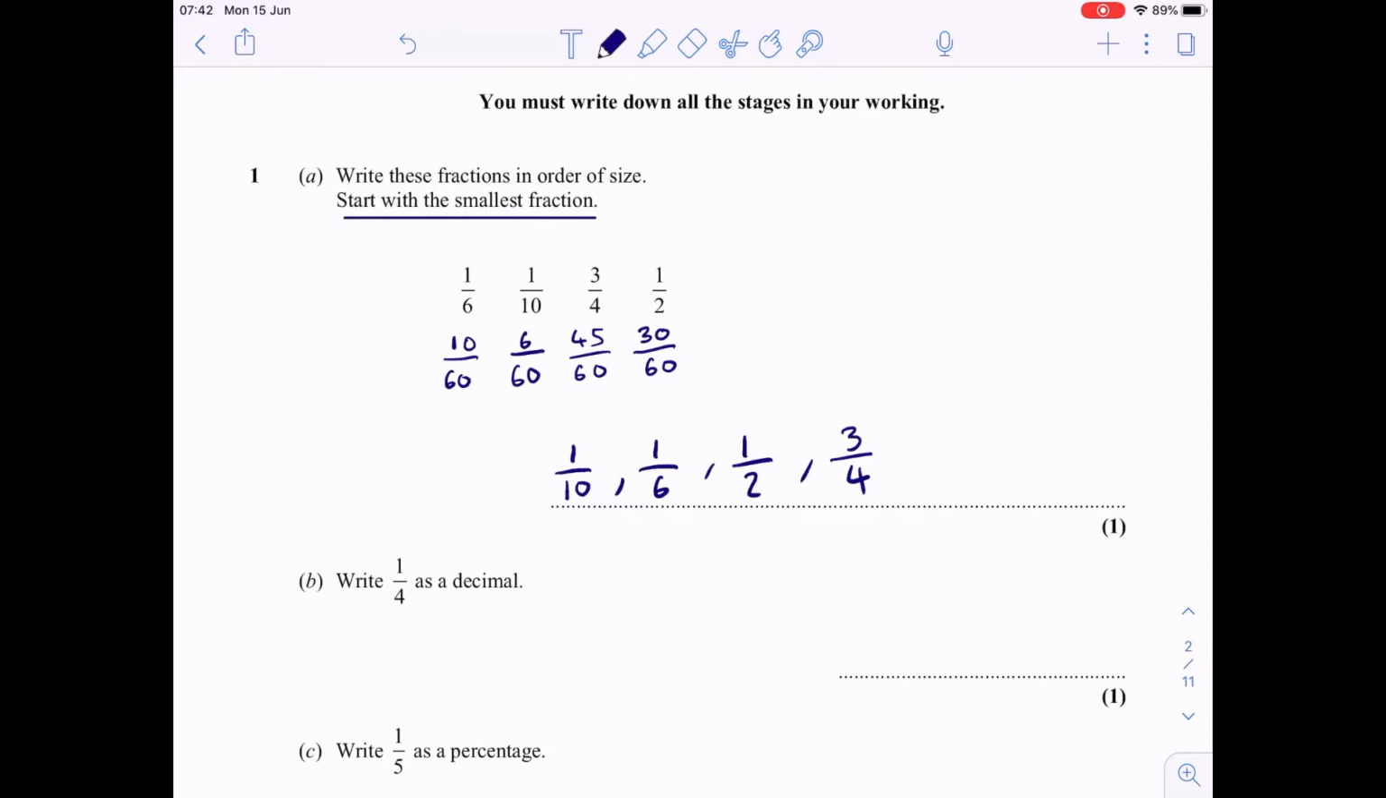Alternatively, if you type these fractions in on your calculator, you can see that 0.5 is a half, 0.75 is 3/4, 0.1 is a tenth, and a sixth, I will have to use my calculator for this one, comes out to be 0.16 recurring. Okay, so again you can see from this that 1/10 is the smallest, then it will be 1/6, then a half, and then 3/4.